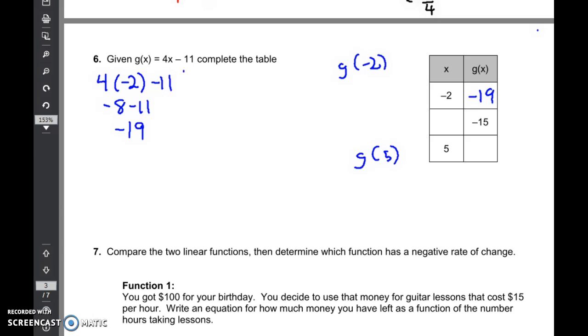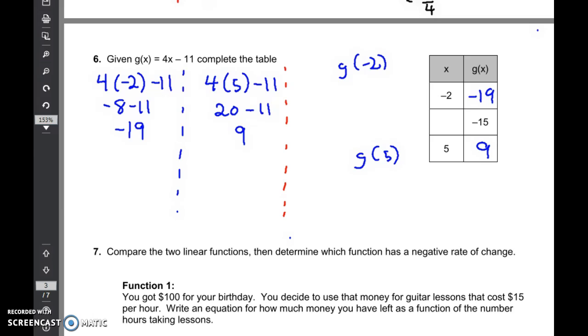To find the g of 5, I'm going to plug in 5 for x. So 4 times 5 minus 11. 20 minus 11 is 9. So I write 9 over here.